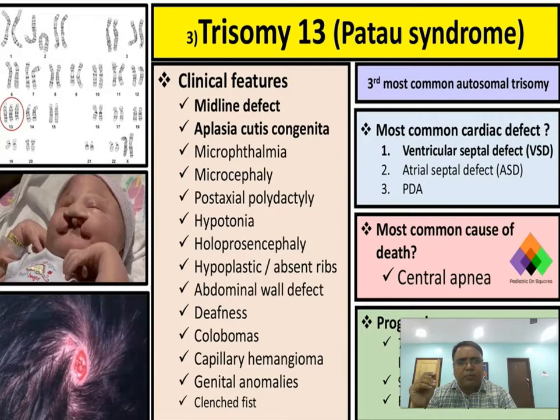This is the third most common autosomal trisomy. The most common cardiac heart defect is VSD. The most common cause of death is central apnea. And prognosis is very bad. 70% will die in the first 3 months of life.